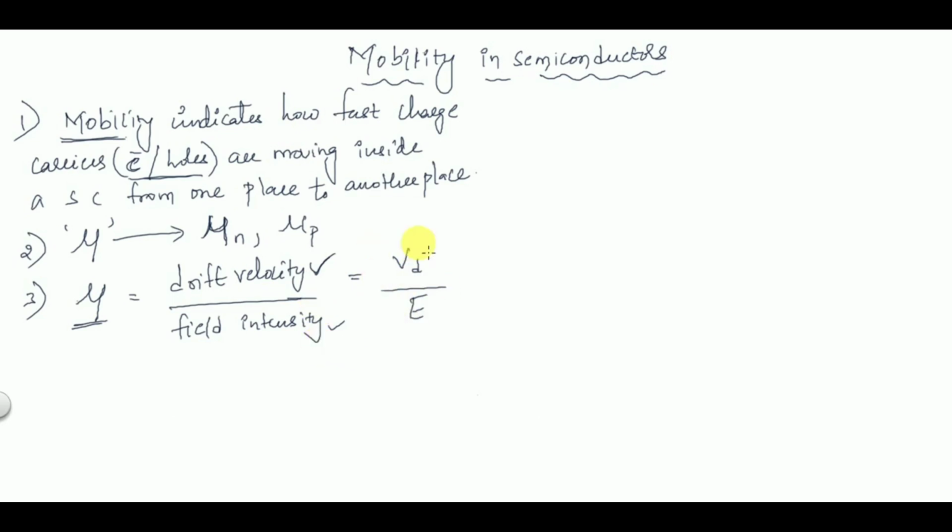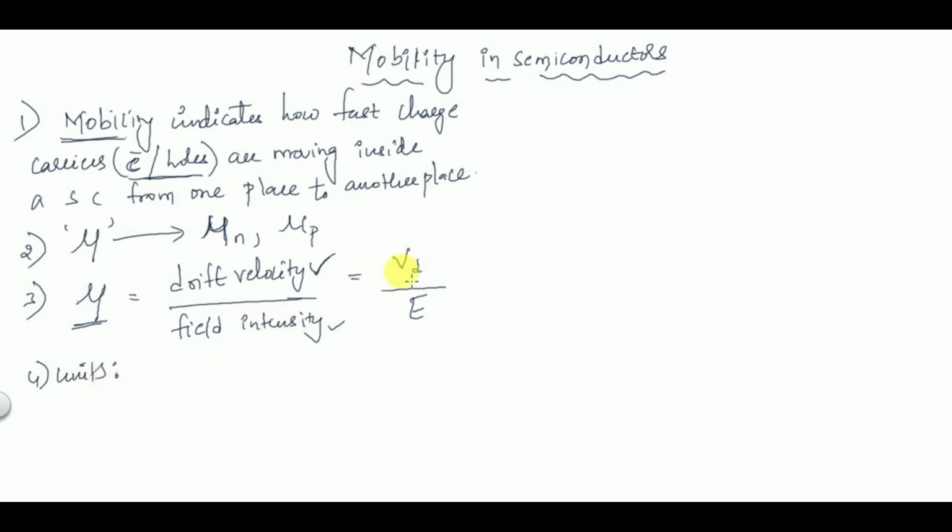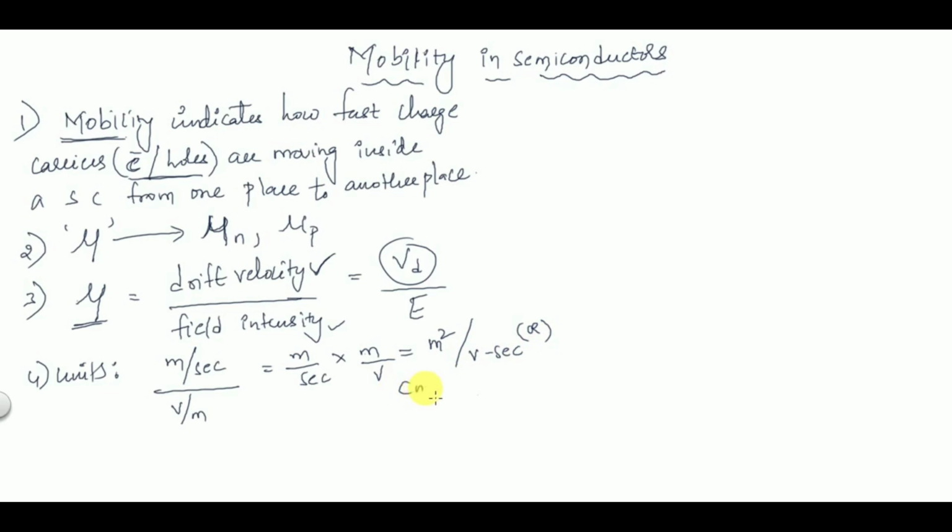Okay, so fourth is units. What are the units for mobility? For velocity we know that units is meters per second, and for field intensity it is volt per meter. So meter per second into meter by volt. So meter into meter will become meter square by volt second, or centimeter square by volt second. So these are the units for mobility. Understood? So that is the thing.